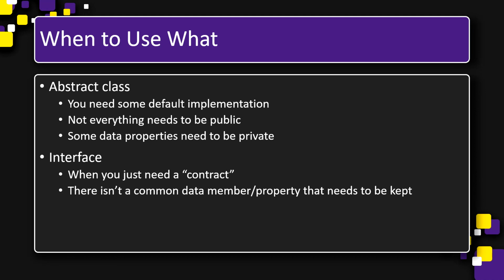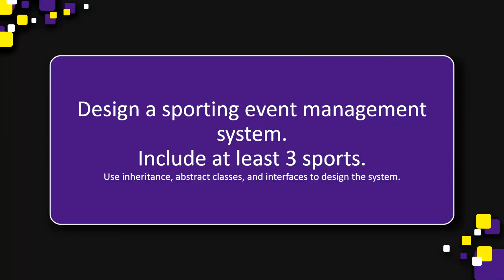So now that we're done going over the differences between abstract classes and interfaces, I want you all to go ahead and design a sporting event management system that includes at least 3 sports. And try to use different types of inheritance. Use abstract classes and interfaces to help design the system and make sure that it is a robust system. If you want, you can message me in our course Teams, and I will give you feedback on your design and help you to identify what is good and bad about your design.